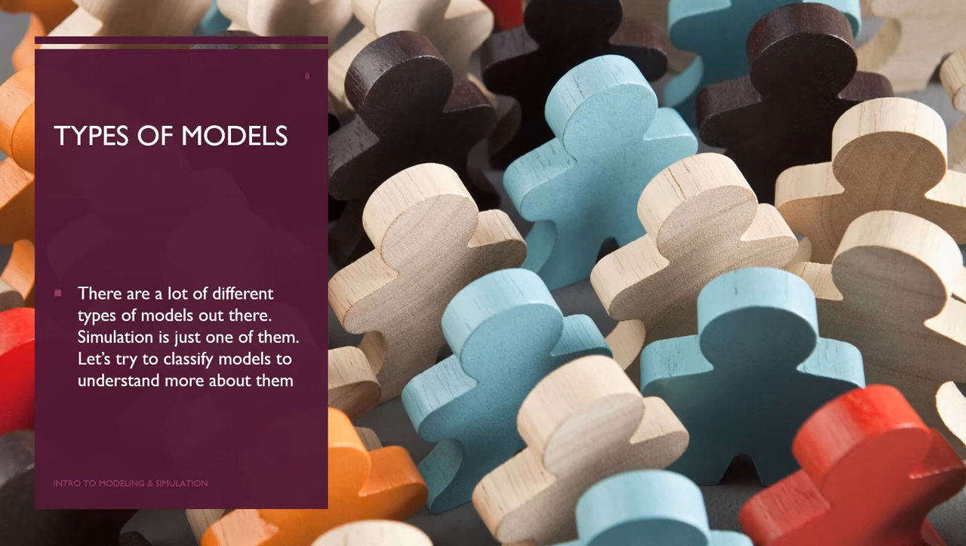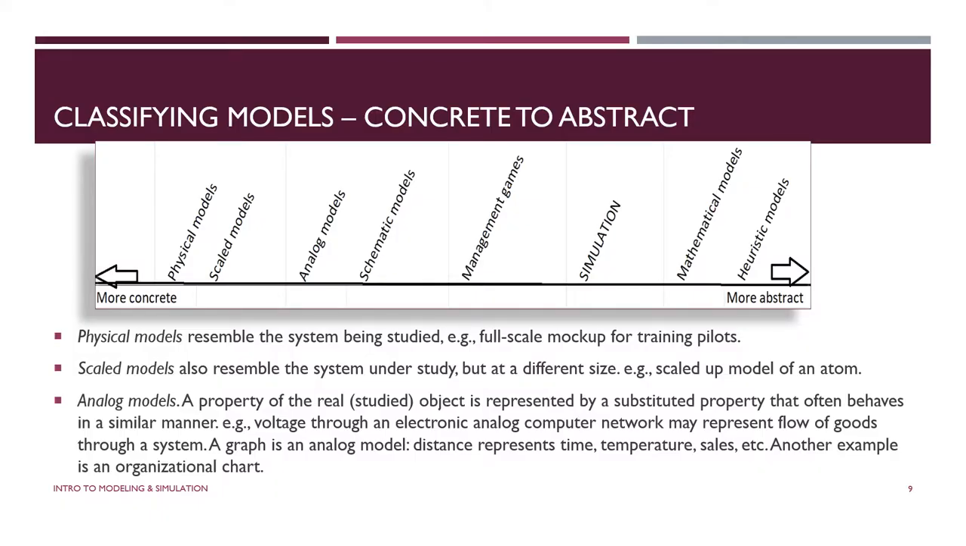What we're going to try to do now is take a broad view of models, not look at models one at a time, but look at them in categories and see if we can come up with relationships among models or distinctions between models. In this first classification scheme, we look at models in one dimension, from more concrete to more abstract, from more abstract to more concrete. We're not looking at anything more complicated than that. On the more concrete side, the most concrete models are actual physical models.